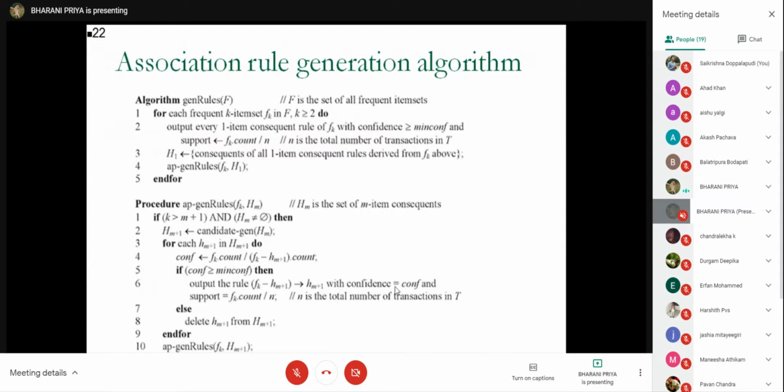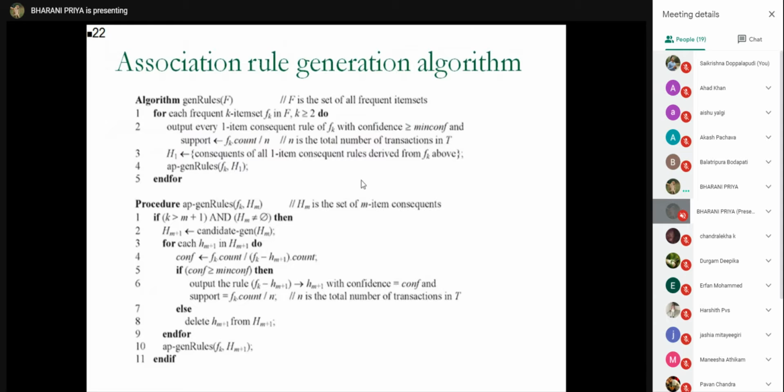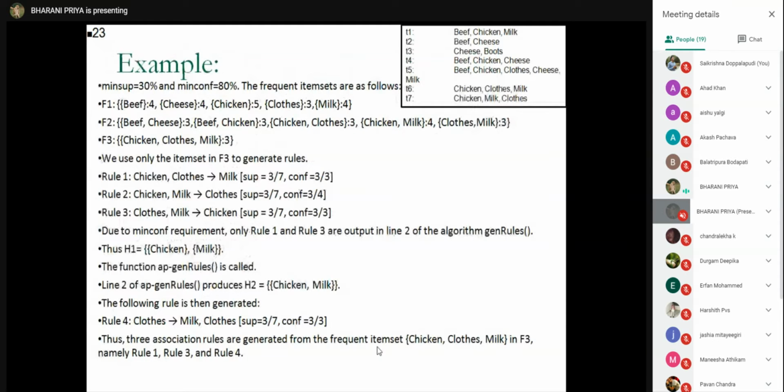So this is the algorithm for association rule generation, and I'll explain this through an example. This is our data set, and as usual, minimum support is 30% and minimum confidence is 80%. The frequent item sets in F1 are beef, cheese, chicken, clothes and milk, with the support 4, 5, 3, and 4. So in the joining step, we got F2 and F3, and these are the frequent item sets at the third level.